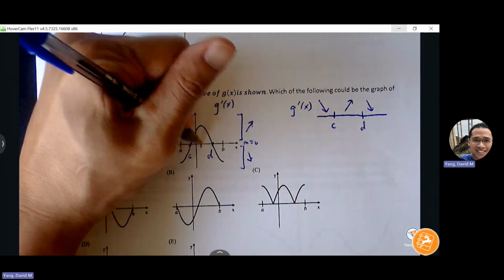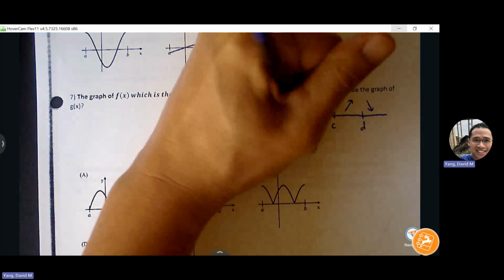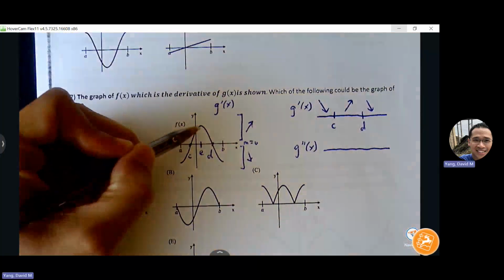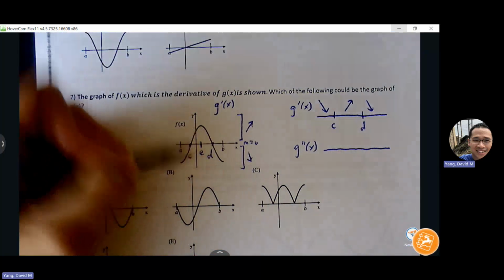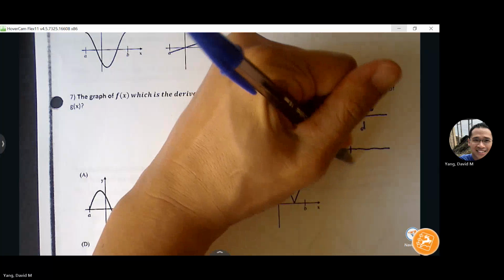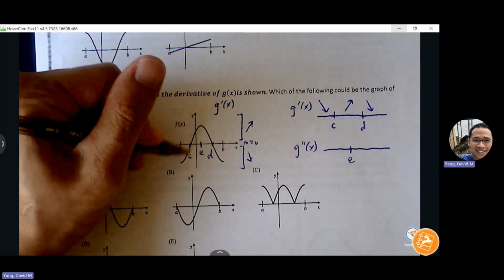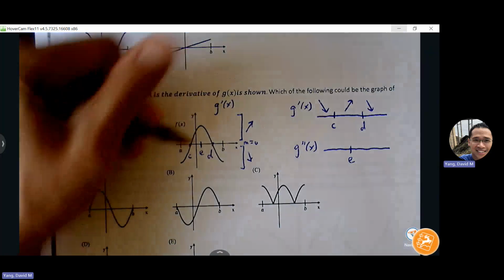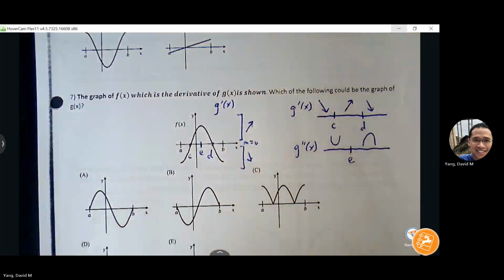And then we can also gather information about the concavity of the graph, looking at the peaks and valleys. So we do see a point of inflection at this point here. I'm going to call it point E. To the left, this is a positive slope. Positive slope of the derivative graph is going to correspond to concave up and then concave down.